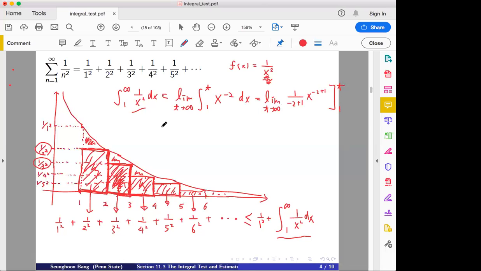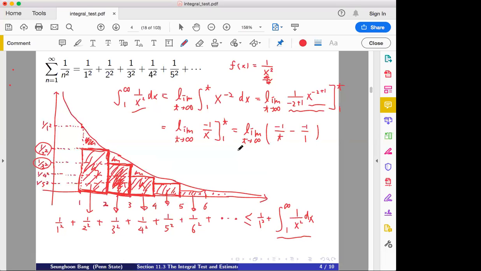This is the idea. Keep the limit as t approaches positive infinity. You can change this one: 1 over minus 2 plus 1 is negative 1, and x to the negative 2 plus 1 is x to the minus 1, which is 1 over x. We have minus 1 over x from 1 to t. You plug in t and 1, so we have the limit as t approaches infinity of negative 1 over t, minus, plugging in 1, minus 1 over 1.